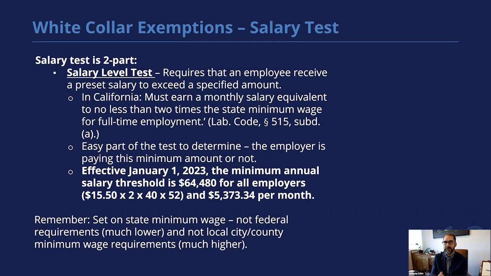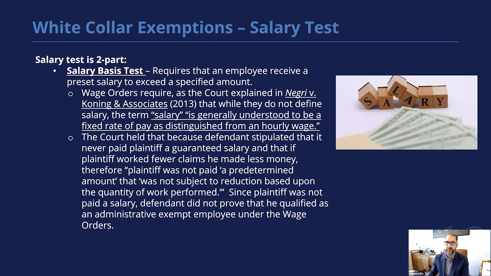So even if you're in a local city that's got a higher minimum wage, such as Los Angeles, you still look to the state minimum wage in determining this salary threshold to meet the salary level test of annual salary of $64,480 for exempt employees. So that's the first part of the test. And as I said, it's the easy part. You're paying that or you're not. It's very black or white.